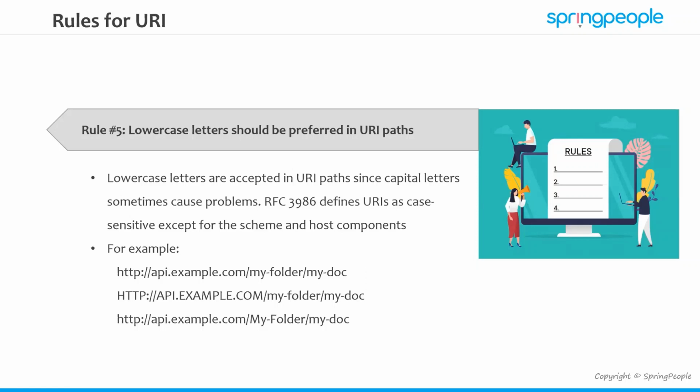For example, api.example.com/my-folder/my-doc is the correct one. HTTP://API.example.com with capitals is not a correct one. Similarly, the last one, where my-folder is in capitals, is also not a correct way to represent a URI.